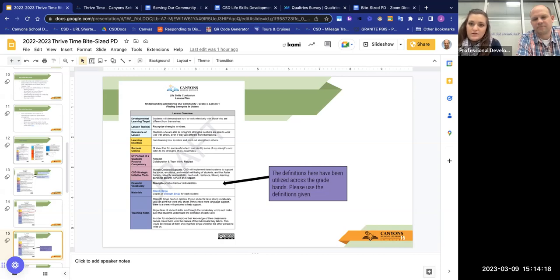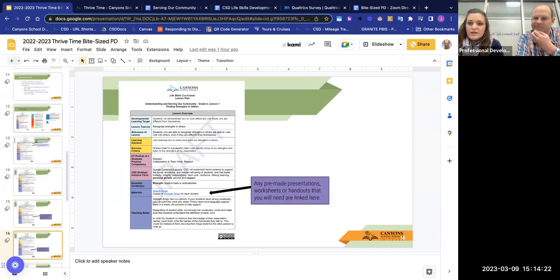The next one is materials. All of the materials that you're going to need are right here in this section. It'll be linked, connected to your lesson, whether that's a presentation, a worksheet, or they might even just say, hey, you need to have these physical objects. And then in the next section, there's always a caveat: if you don't have these, this is something else you could do.